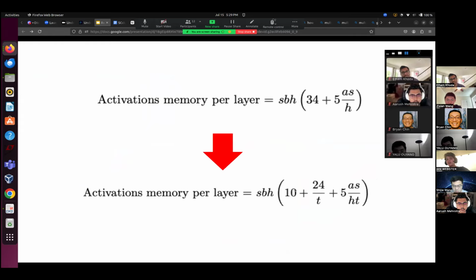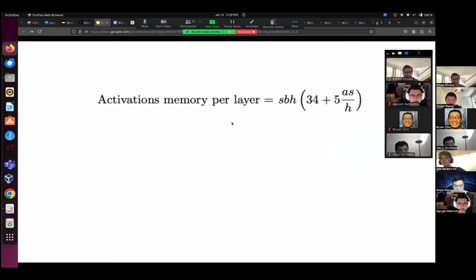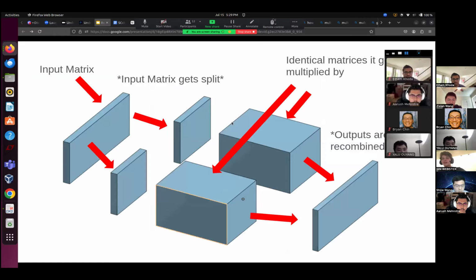But again, there are still some sections that have not been parallelized that way, like the dropout matrix, layer normalization, stuff like that. But if activation memory for those sections that haven't been parallelized becomes a concern as well, there is another trick you can use, which is called sequence parallelization. And it looks like this.